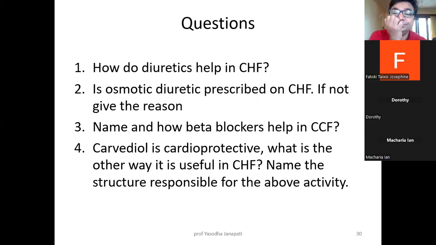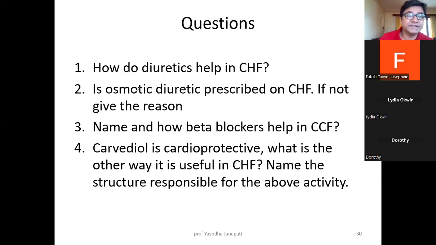Lydia. Lydia is absent. Naval. Lydia, tell me, how does diuretics help in, for the first question, you tell the answer. Please do sign. Lydia, if you are there, you told me you are there, answer the question. It helps to maintain the blood volume. Okay, next question. Very good.